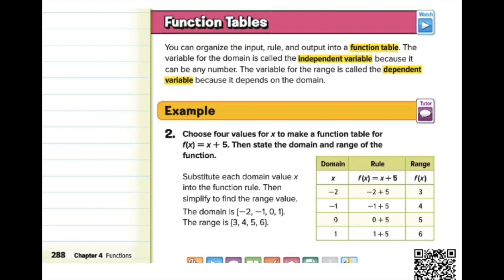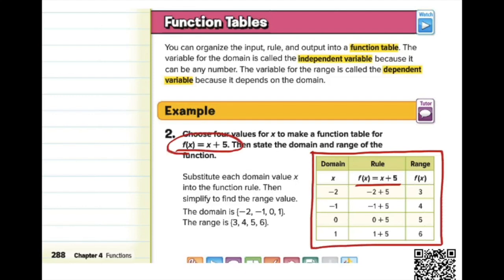All right, so now let's take a look at our example. Okay, example number 2. Choose 4 values for x to make a function table for f of x equals x plus 5. Then state the domain and range of the function. Okay, so here's what happened in our table. We took our formula f of x equals x plus 5. It's like we're making a function machine. If I plug in an x, I use the rule, and then a y outputs, or a range, or an f of x.